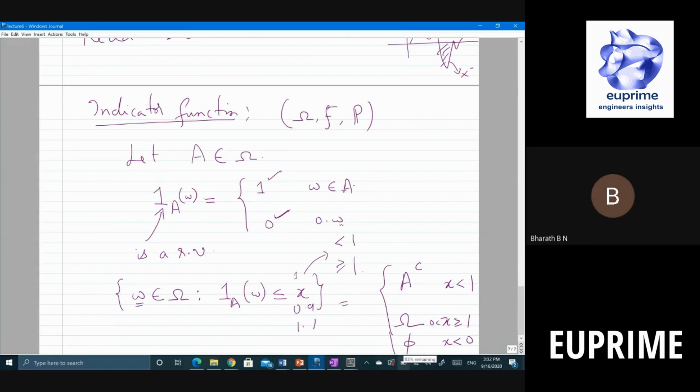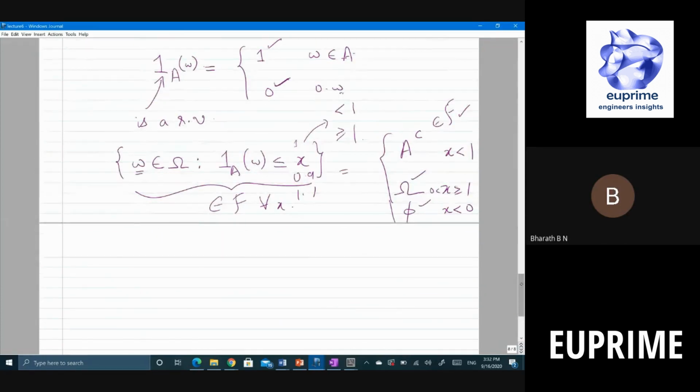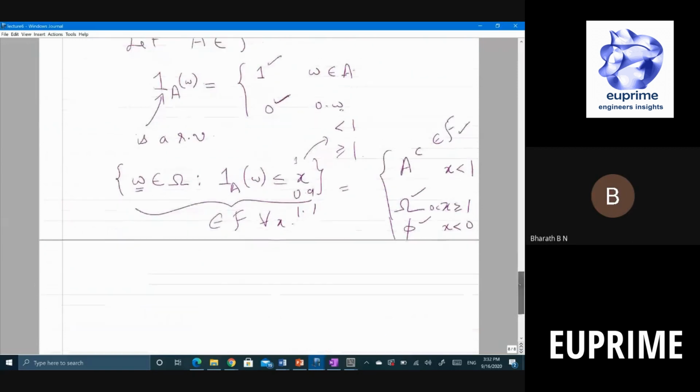So now, if you look at this, A complement definitely belongs to F, because A belonging to F, A is an event, and A complement also belongs to F. So this is a check. Omega belongs to F, this is a check. Null set belongs to F, this is a check. So that means for any x, this thing belongs to F for every x. Therefore, it's a random variable, right? Do you agree? Therefore, I can attach a measure for that and all that.